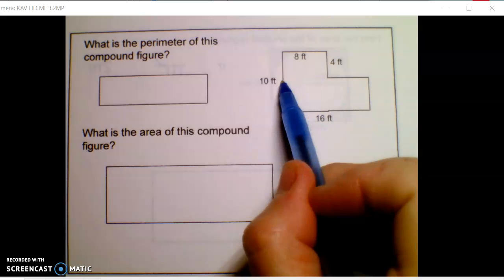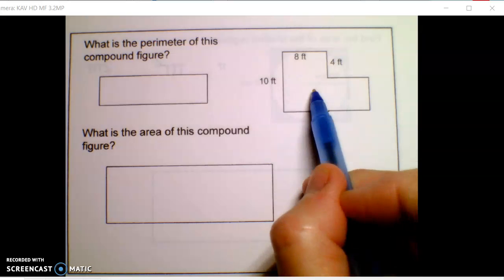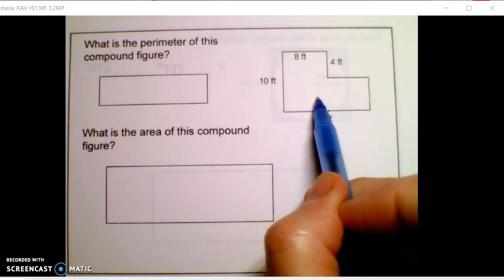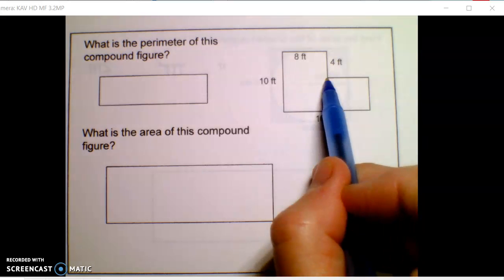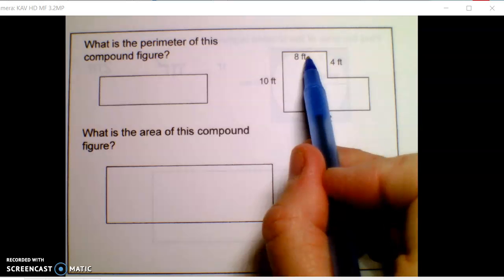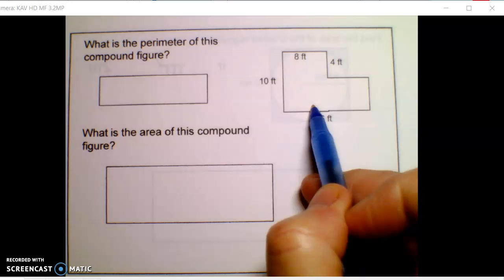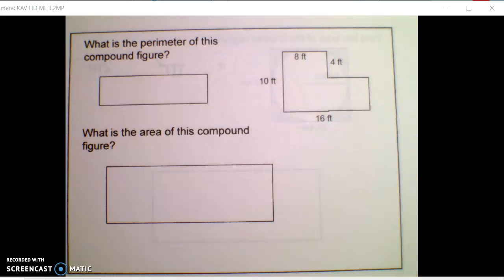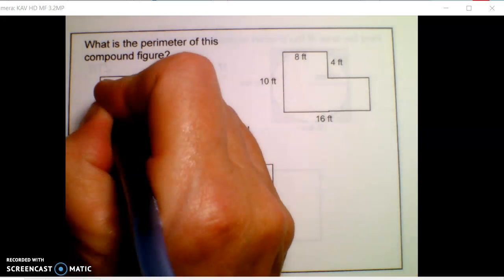So if you look here, and I drew a line across here, you can see that this is a rectangle down here. And if I went straight across here, this would be a rectangle here. So compound figures mean they're made up of more than one. So this is made up of two rectangles. Okay, so the first thing we want to do is find the perimeter of that compound figure.